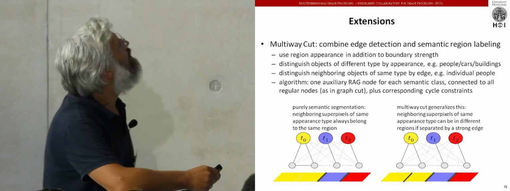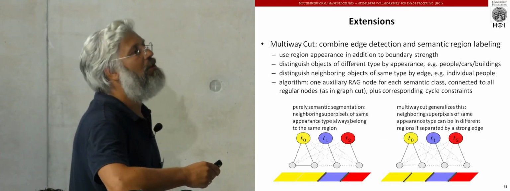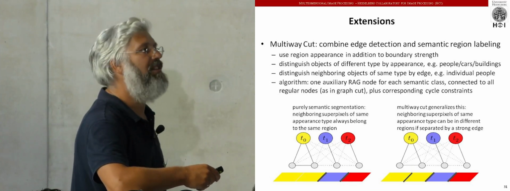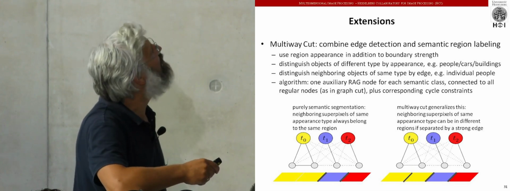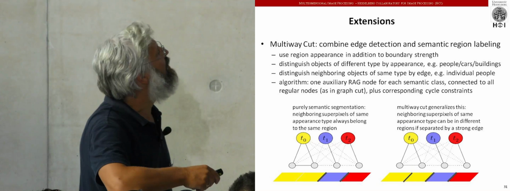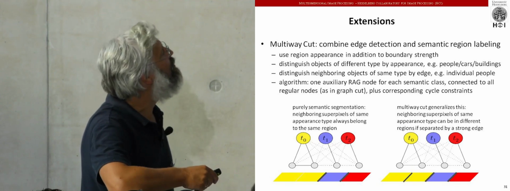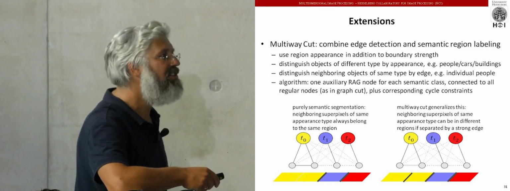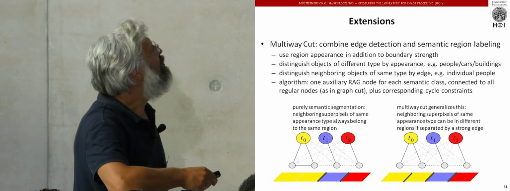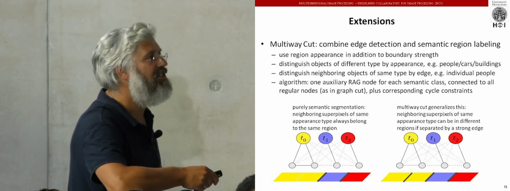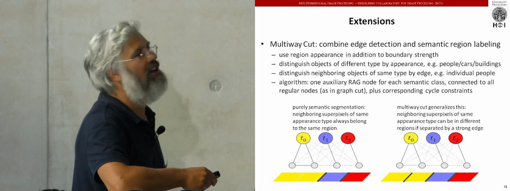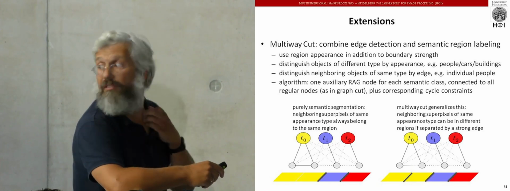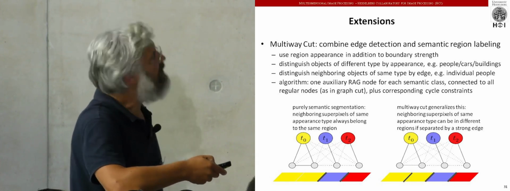And then there are a few extensions. The multi-way cut combines the edge detection with region appearance measures, like in graph cut. And it does this in a very similar way. So for each semantic region type, we introduce an auxiliary node to the region adjacency graph, which is connected to all the others. And then we also need to find the labels of these auxiliary edges, right? And these labels are subjected to essentially the same cycle constraints as the original problem. Yeah, so this is one extension.